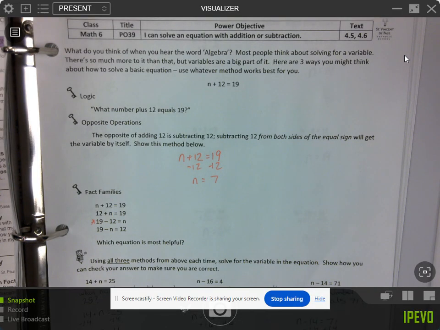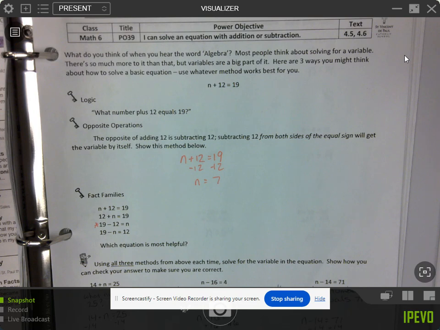All right, good morning. We are correcting PO39. So PO39 was solving with that addition or subtraction, remembering that what we do to one side, we do to the other side.